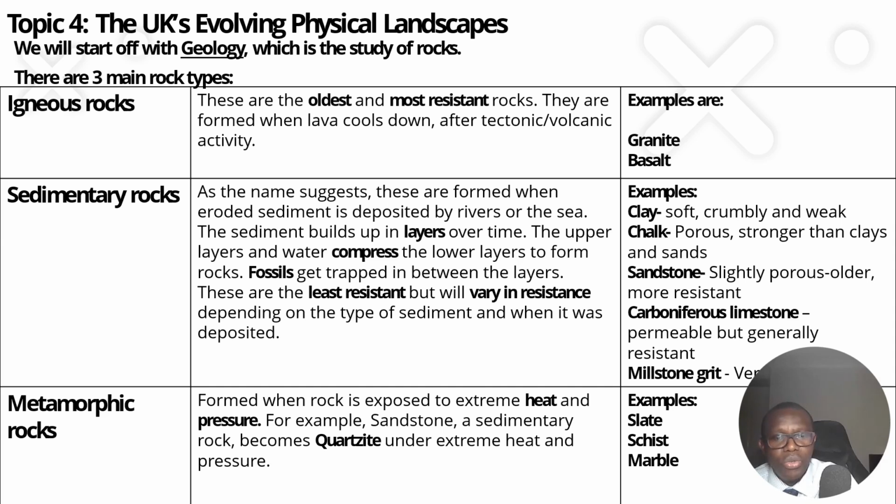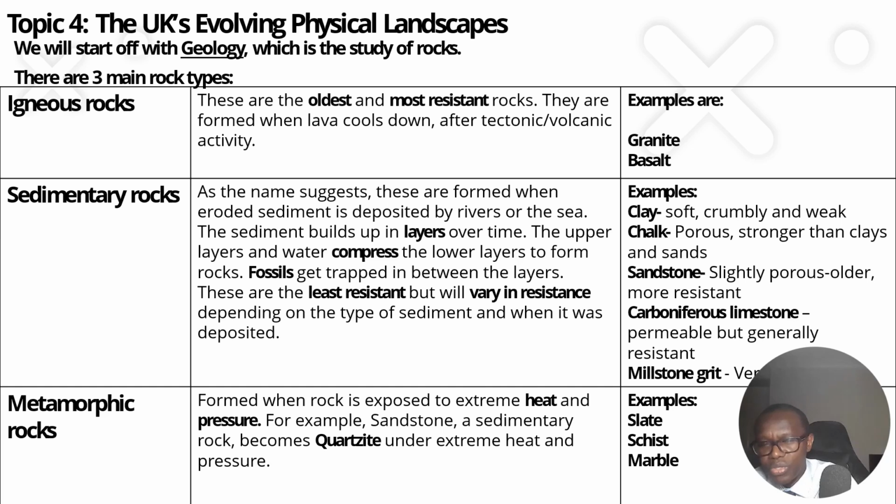Then moving on to sedimentary rocks, these ones are the least resistant, and as the name suggests, these ones are formed as sediment is deposited by rivers or the sea. Now, that sediment will build up in layers over time, and the upper layers are likely to compress the lower layers, and that will form rocks. In a lot of cases, fossils that have dropped down to the bottom of the ocean, for example, are going to be trapped in between the layers, and this will help in the process of forming these rocks.